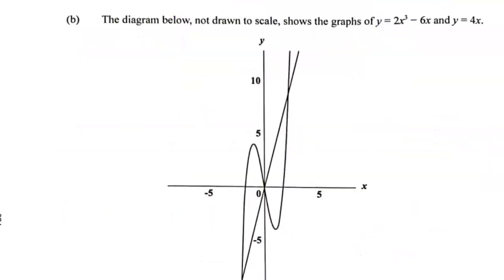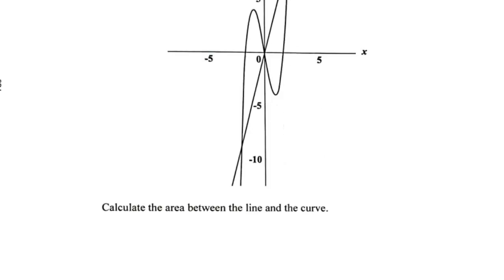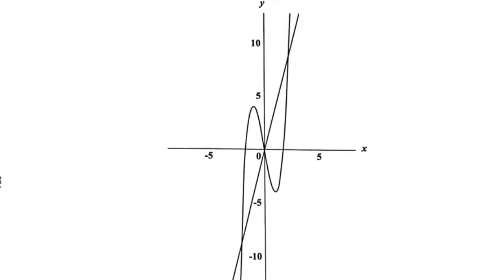Part B: the diagram below, not drawn to scale, shows a graph of y equals 2x cubed minus 6x and y equals 4x. So we can see one's a line, the 4x, and the other is a curve. What are we asked to do now? Calculate the area between the line and the curve.